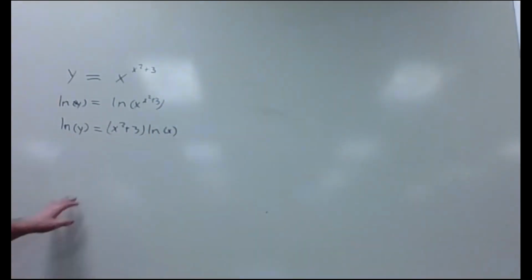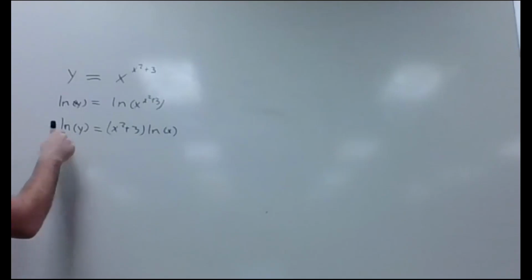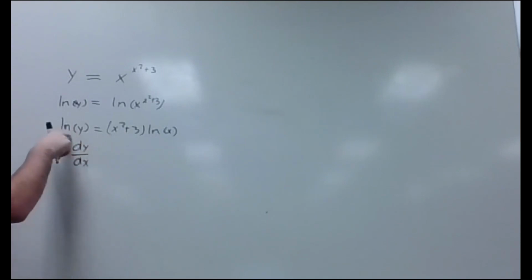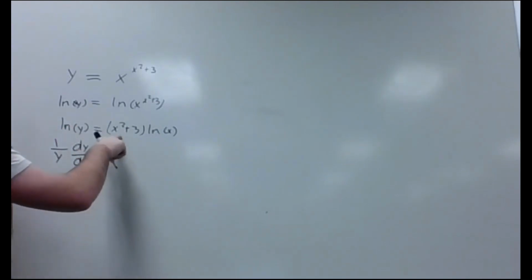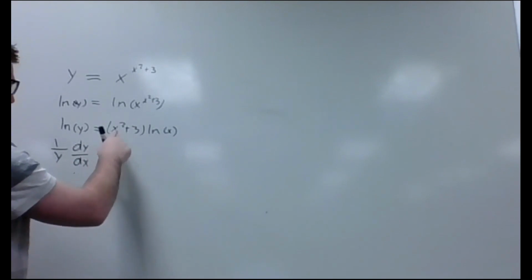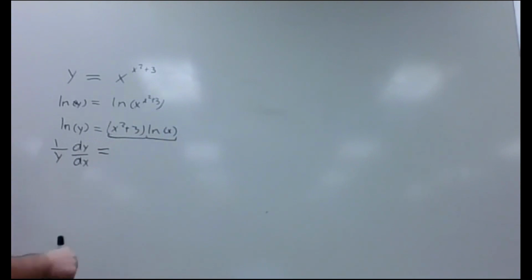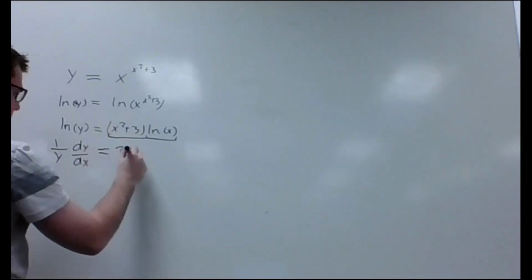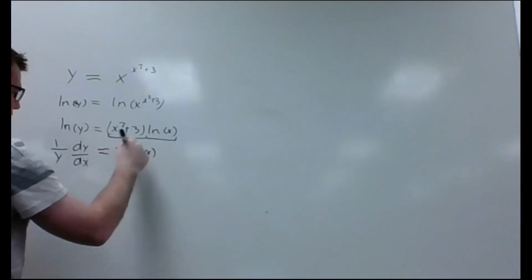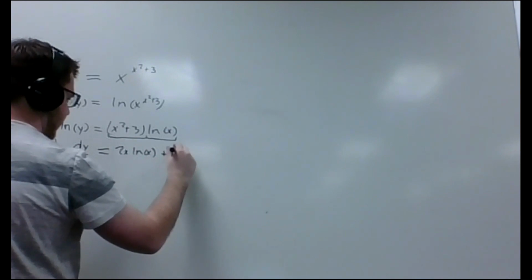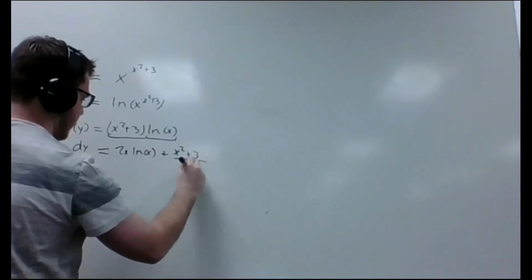And then we have to use implicit differentiation. We kind of did this last review, but I felt like it would be good to cover again. So if we take the derivative of this, 1 over y, and then we get this dy dx out because we have to chain rule it. And for this one, we're going to have to use product rule, right? Because we have two separate parts. So it's the derivative of the first, which would be 2x times ln x, plus the derivative of the second times the first, which would be x squared plus 3 over x.